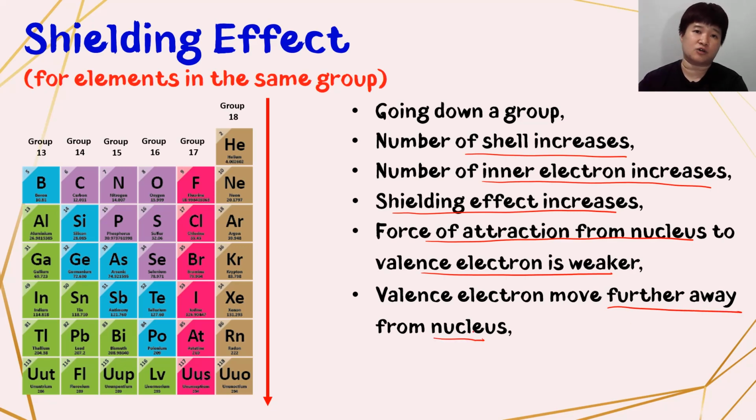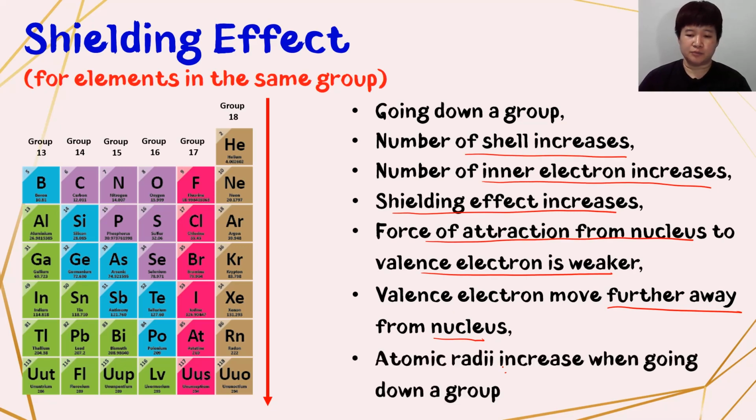When the valence electron is very far away from the nucleus, the atomic radii will become bigger when you go down a group. Okay, and all that is because of the shielding effect, and the shielding effect will be greatly affected by the number of shells. And the number of shells will only change when you go down a group. That's why the shielding effect is only used when you are going down the group. Make sense? Simple? Very simple concept.